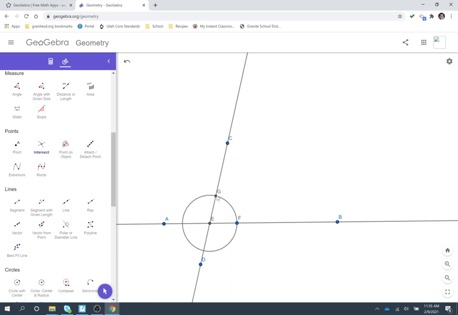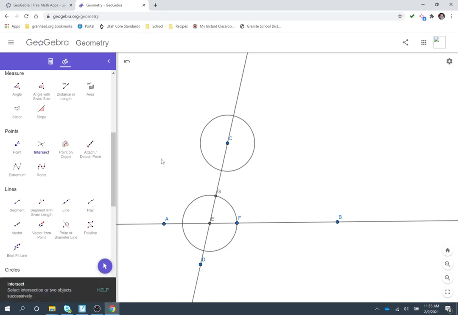Then we're going to grab our compass tool again, and we're going to measure the distance from E to F, and this time we're going to put that circle up at point C. Then we're going to grab our intersect, and we're going to mark the intersection where circle C hits our line, but you want to grab the outer intersection. So don't grab the inner one, grab the outer one.